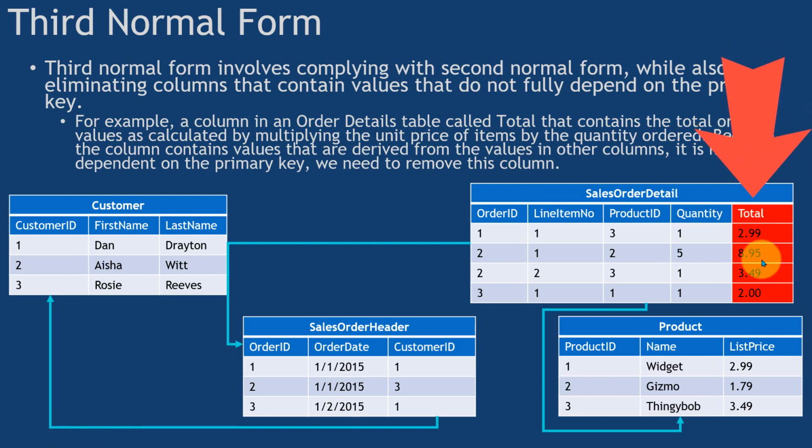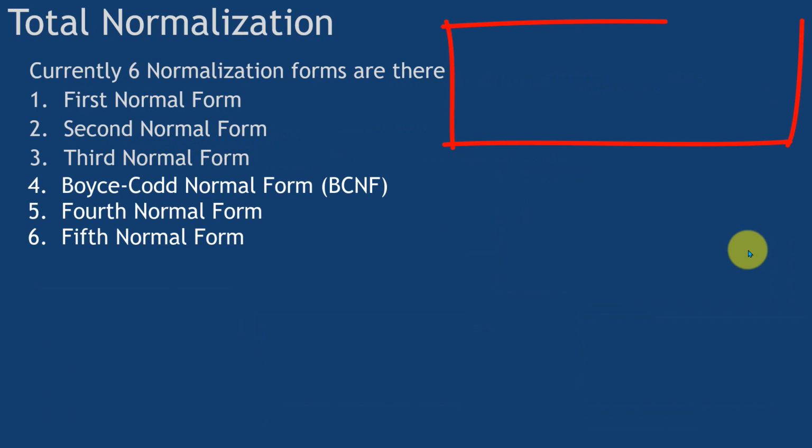So we can remove this. If you are going to use it in Power BI, for example, then we can create a column or a measure there so that we get that value on the fly whenever we need it. This is duplication of data; it is not necessary to keep the total in a separate column here. For that, we remove it from this table and we are good to go with the third normal form. These are the three most used normalization forms: first normal form, second normal form, and third normal form.